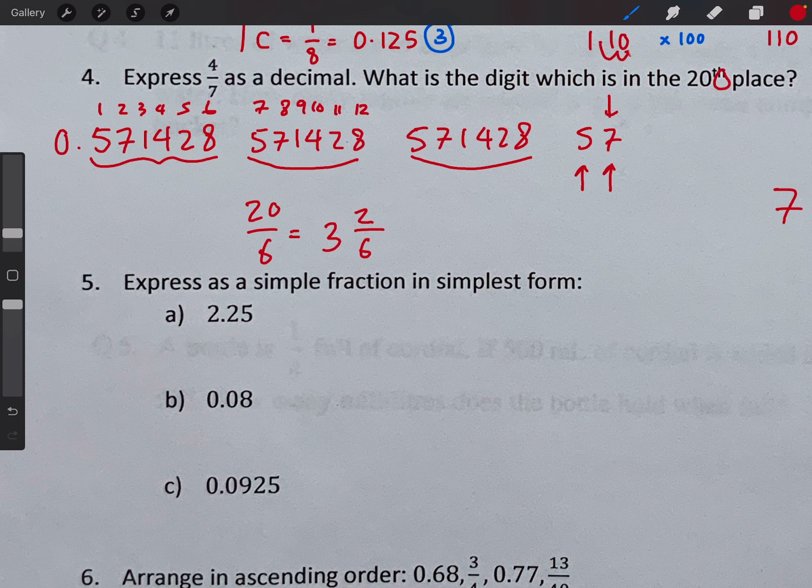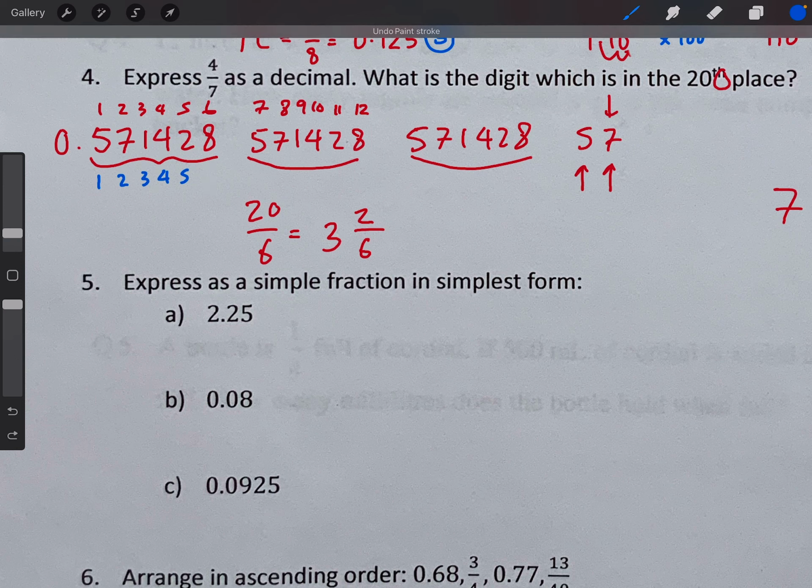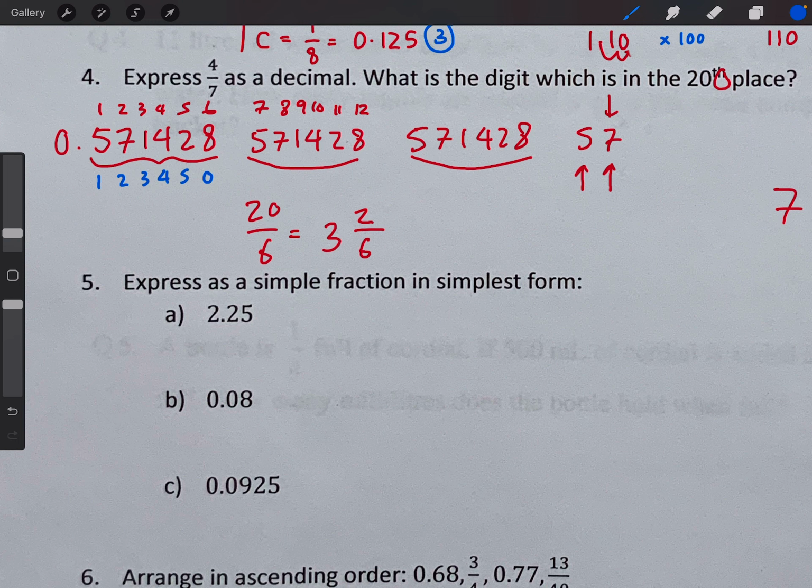Remainder 1, remainder 2, remainder 3, remainder 4, remainder 5, remainder 6. Sorry, that should be remainder 0. Again, remainder 1, remainder 2, remainder 3, remainder 4, remainder 5, remainder 0. So if you have a remainder 2, it's always going to be the 7, no matter what.